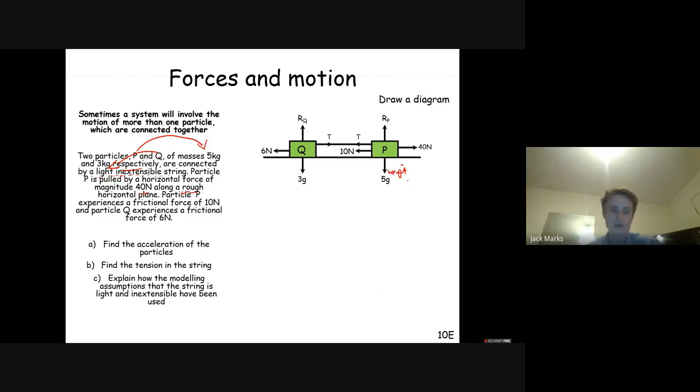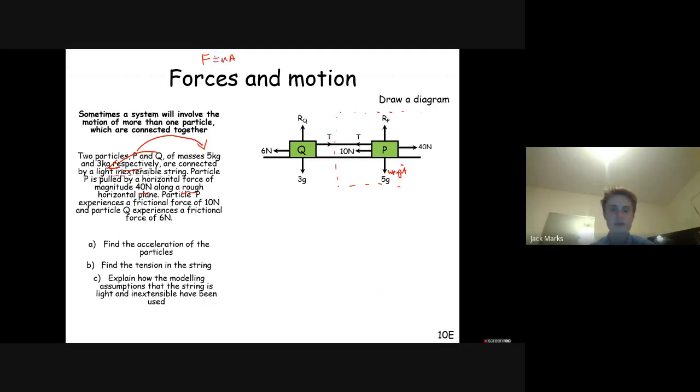There's two ways that we can approach this problem. I want to show you what happens if, like before, you handle this like two separate diagrams. We know we have forces. We know we have a mass. The mass is 5 kilograms, and we have acceleration. So we could use F equals ma.